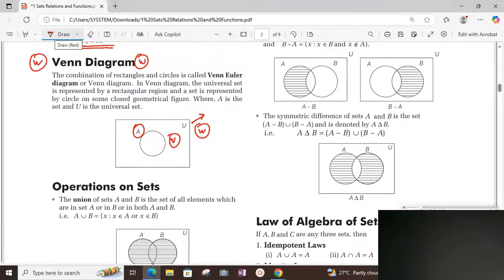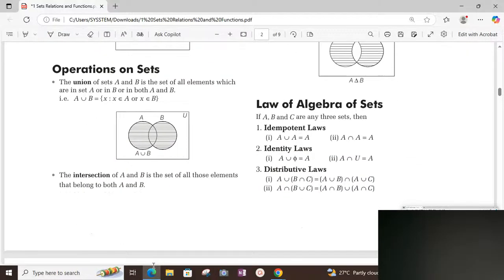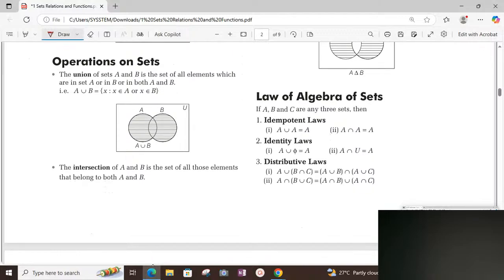Let's discuss operations on sets. Just like operations in mathematics, where we consider addition, subtraction, multiplication, and division, similarly for operations on sets, generally we consider union, intersection, complement, difference, and symmetric difference. Let's discuss one by one.